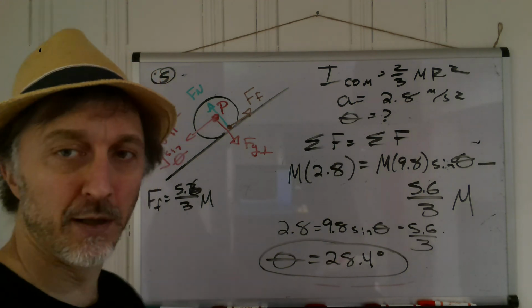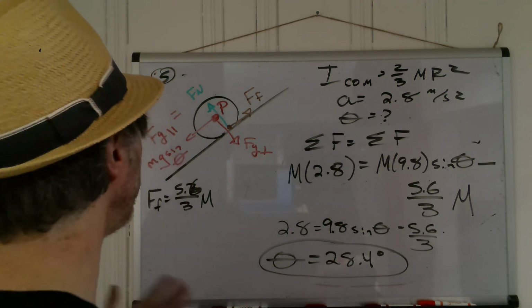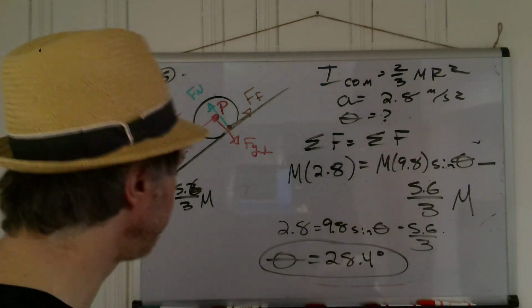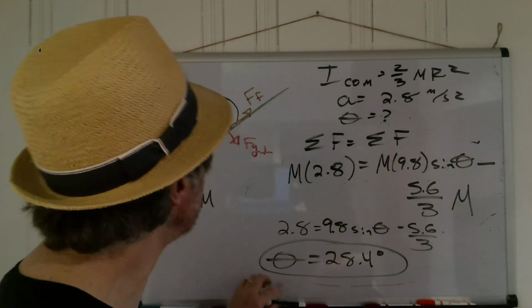So you don't have to do the parallel axis theorem this way, but you do end up with a system of equations where you have two unknowns, right? So six of one, half a dozen of the other, I guess. All right, cool.